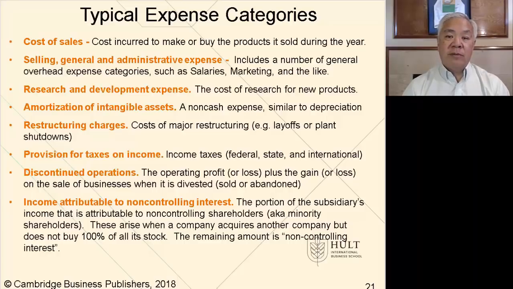And finally, income attributable to non-controlling interests. That's a mouthful, but what it means is a company buys another company, but it didn't buy all of the other company's stock. So there's some hangers-on that we call minority interests or non-controlling interests. Now we have a problem. When we're presenting the statements to our shareholders, we don't own everything. So we have to have a provision that we have to subtract out the part we don't own.